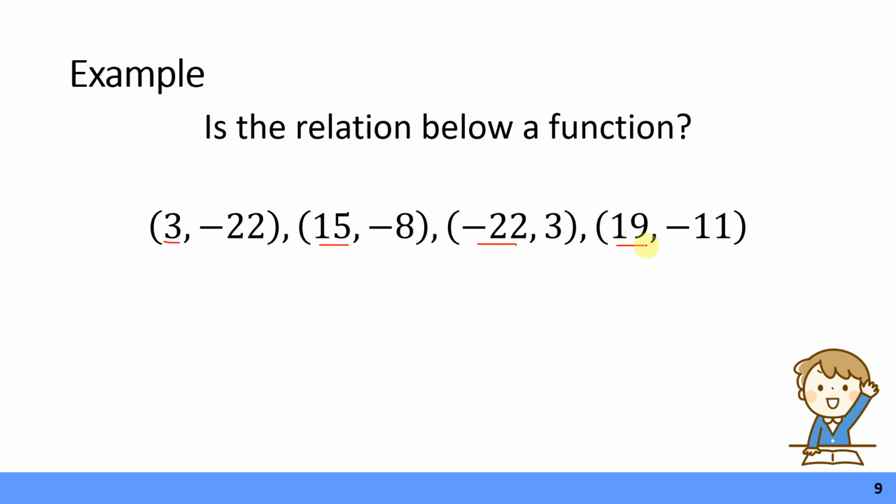Right off the bat, you should see that this is a function because the x-coordinates do not repeat. So we're not going to have any trouble here because the 3 has its little pair, the 15 has its little pair, the negative 22 has its pair, and the 19 has its pair. This is a perfect example of a function. This does not violate the definition of a function. So every x value has its little y. I know there's a number in there that repeats, but as long as the x's do not repeat, we're okay.